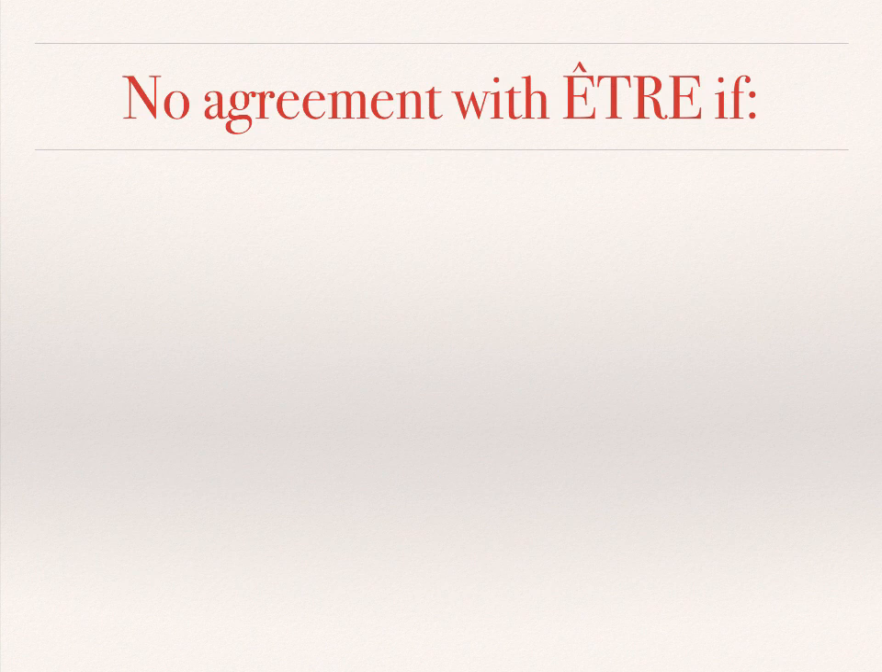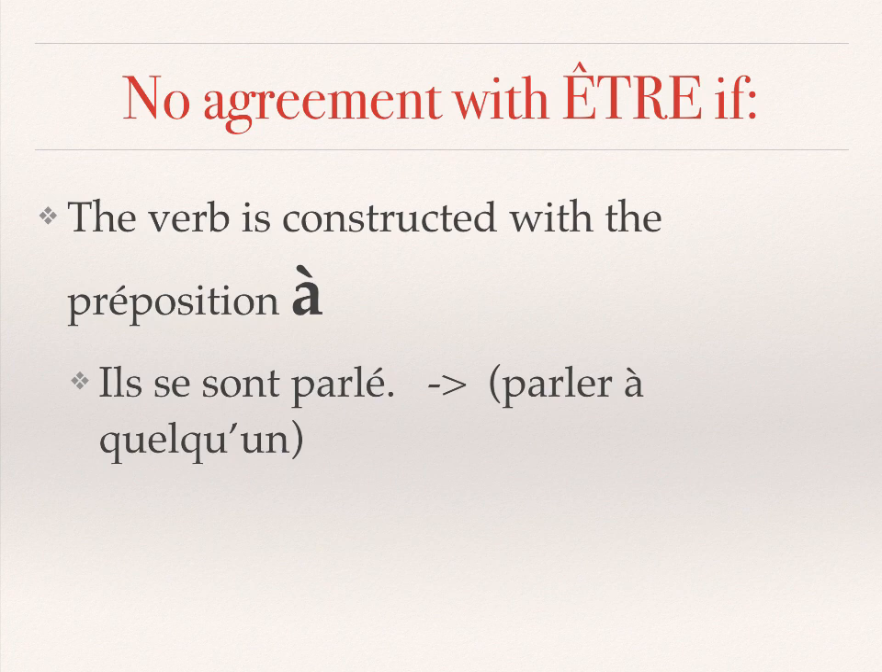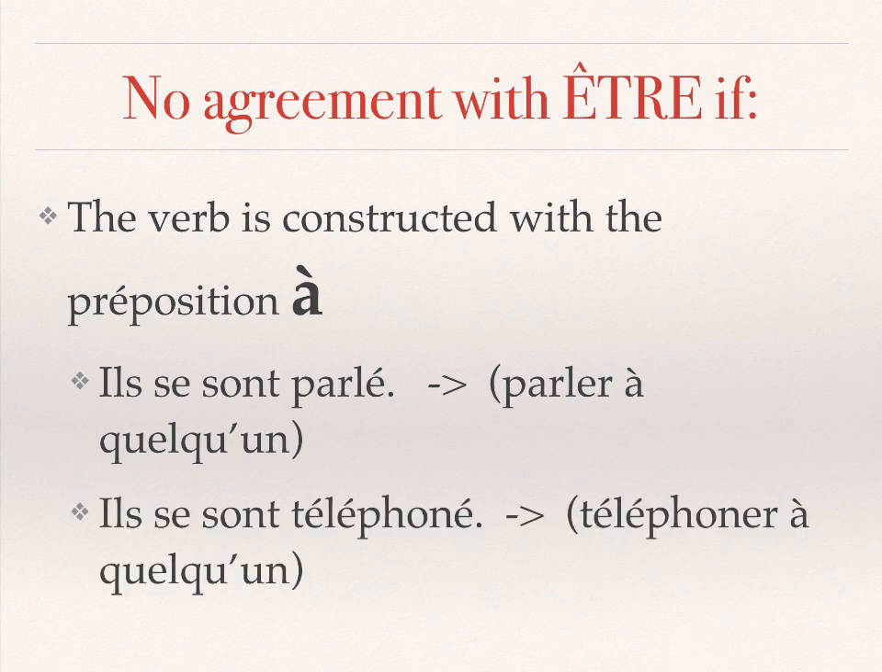Now, with être, there are cases where I don't have an agreement. And the first one is if you use verbs that are constructed with the preposition à. For example, ils se sont parlé. You can see here that despite the fact that my subject is plural, there's no S at parlé. Because the expression is parler à quelqu'un. Same thing with ils se sont téléphoné. Téléphoner à quelqu'un, therefore the past participle did not agree with the subject here.